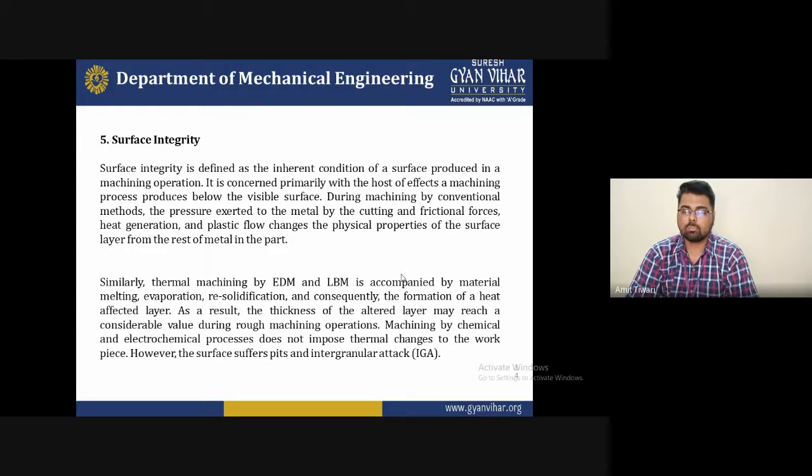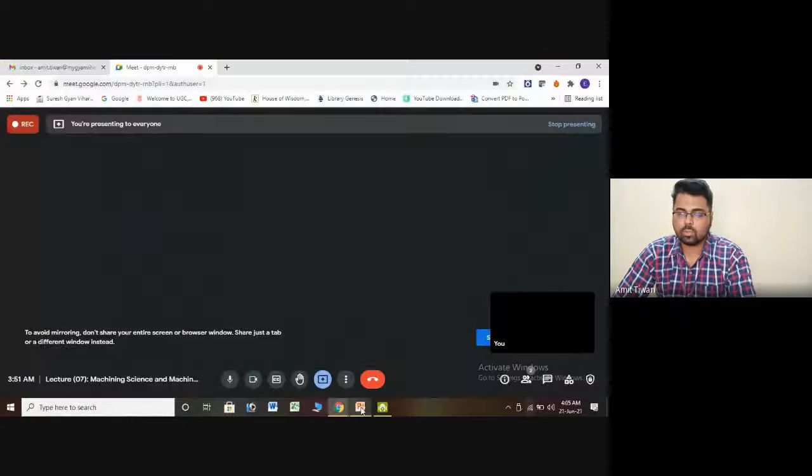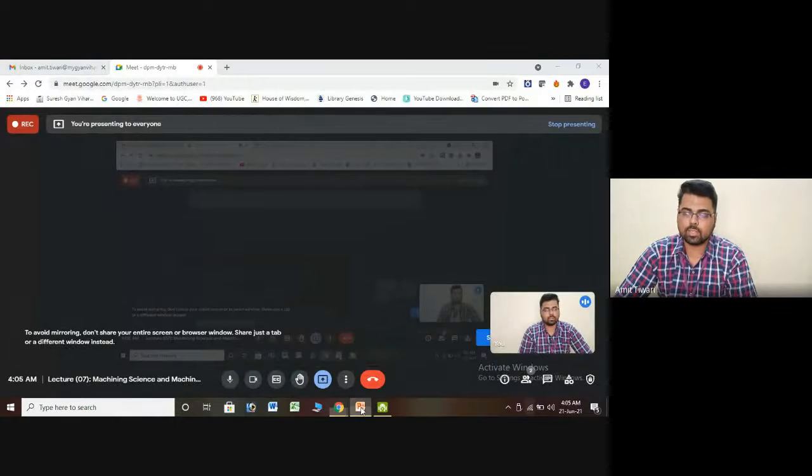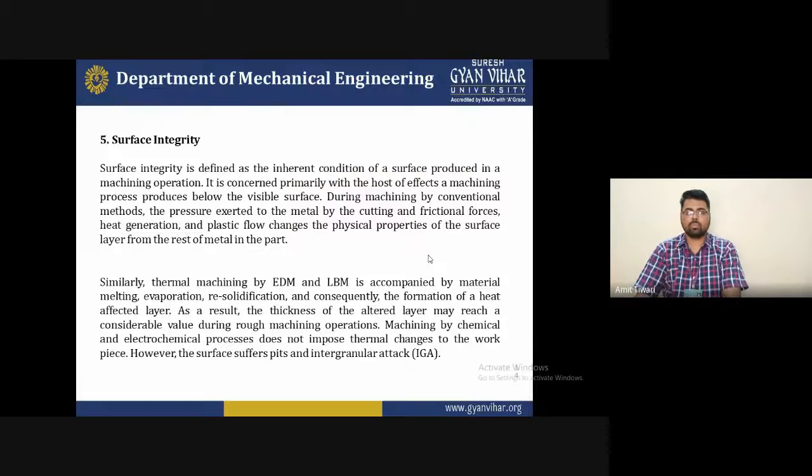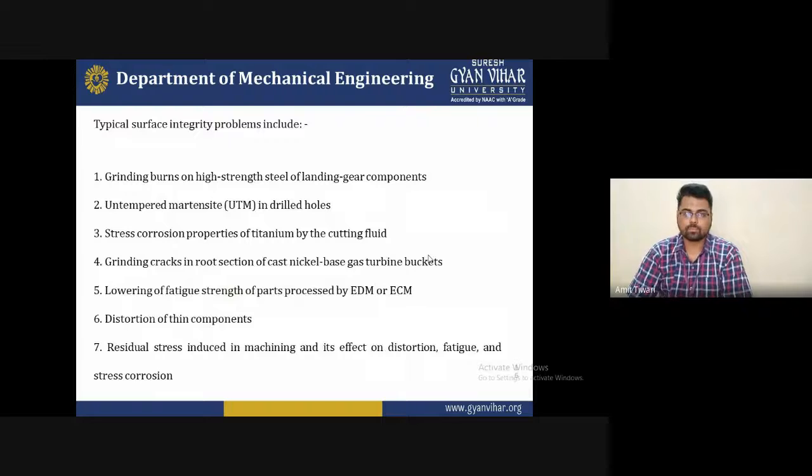Machining by chemical and electrochemical processes does not impose thermal effects on the workpiece; however, surface roughness, pits, and irregularities can occur. So these are the fundamentals we consider when selecting a particular machining process, and a wide range of processes will be provided for that particular application.